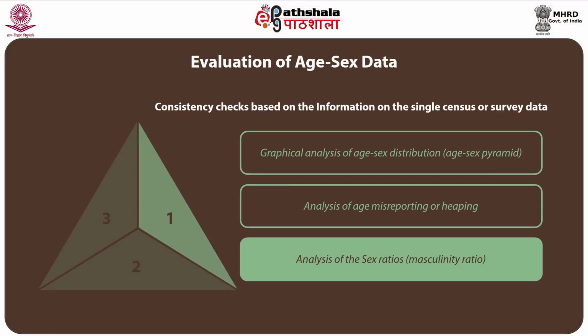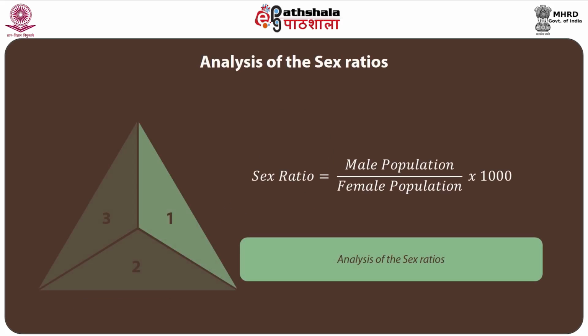Thirdly, we can also analyze the sex ratio of the population, which is generally considered one of the important measures to evaluate the accuracy of age and sex data, and particularly the sex data. Sex ratio is defined as the number of males per 1000 females in a population and is generally referred to as the masculinity ratio. So, the sex ratio is the male population divided by the female population times 1000.